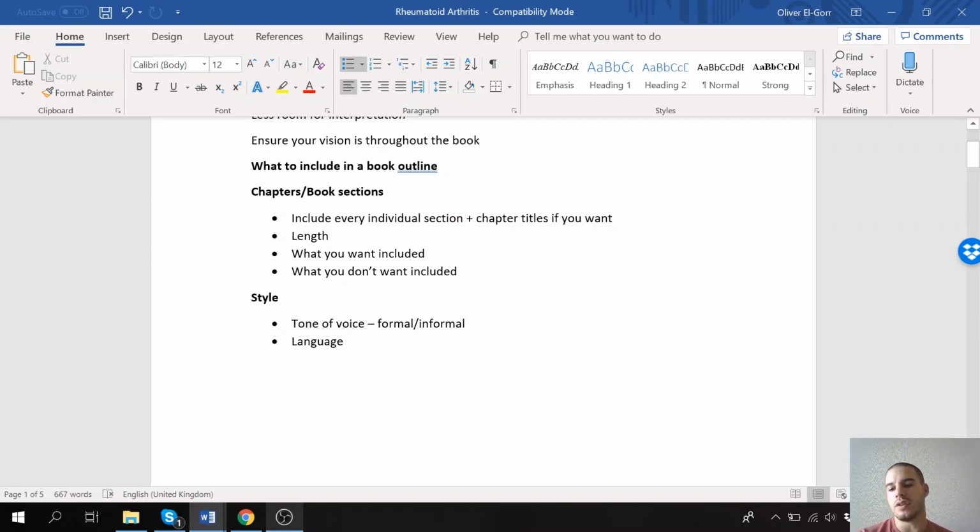And also the language that you use. If you want certain words used, I'm going to show you an example of that later. But you should include that as well.